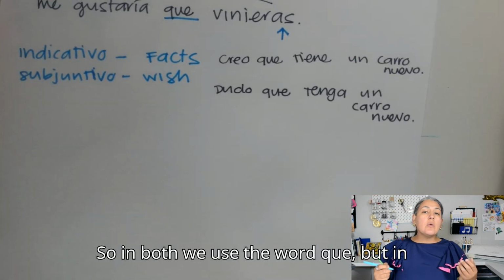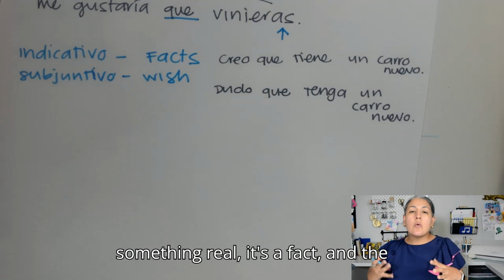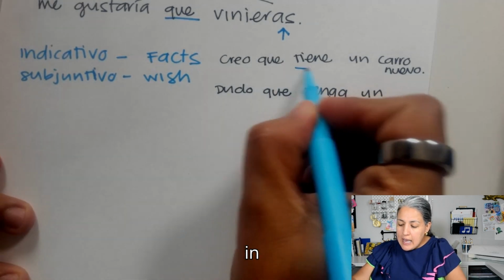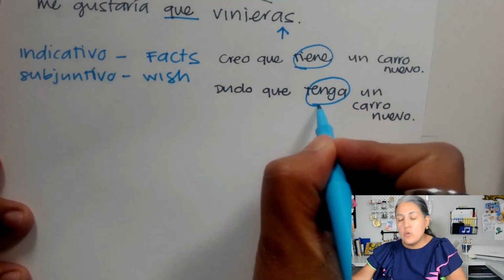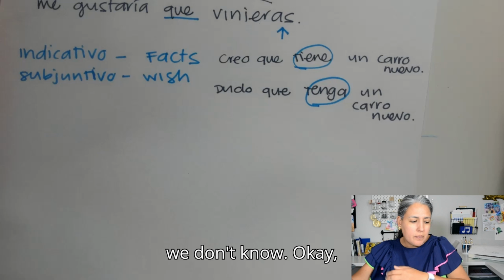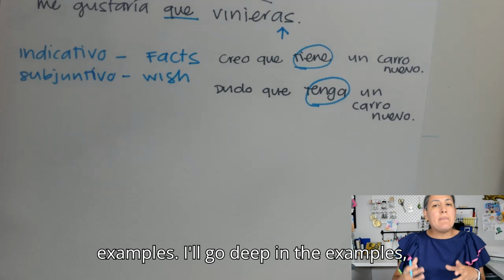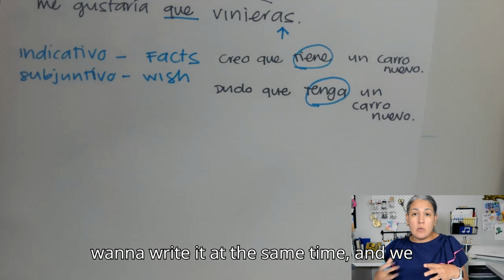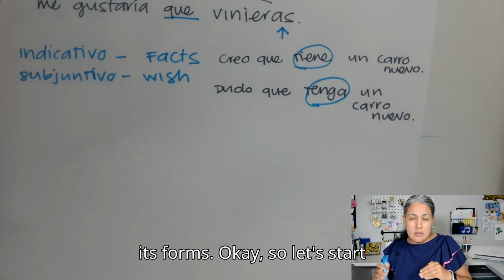So in both, we use the word que, but in one we say tiene when we know it's something real, it's a fact. And the other one, we're in doubt. Creo que tiene un carro nuevo y dudo que tenga un carro nuevo. We're in doubt. We don't know. Okay, so I'll explain. I have several other examples. I'll go deep in the examples, but I'm going to still write them down. So if you want to, I'll do it slow. So if you want to write it at the same time, we can go using subjunctive in all its forms. Okay, so let's start with more examples.